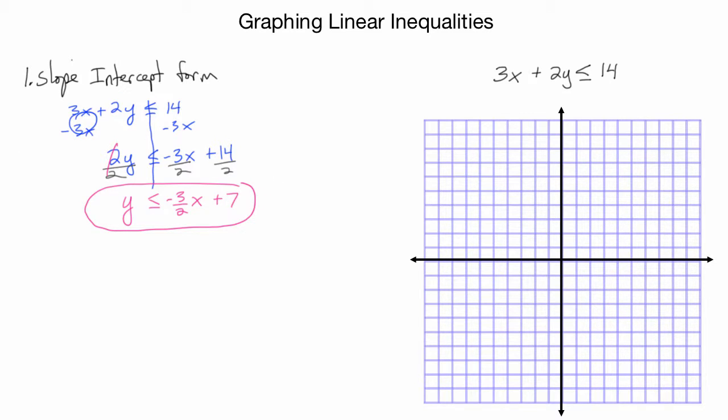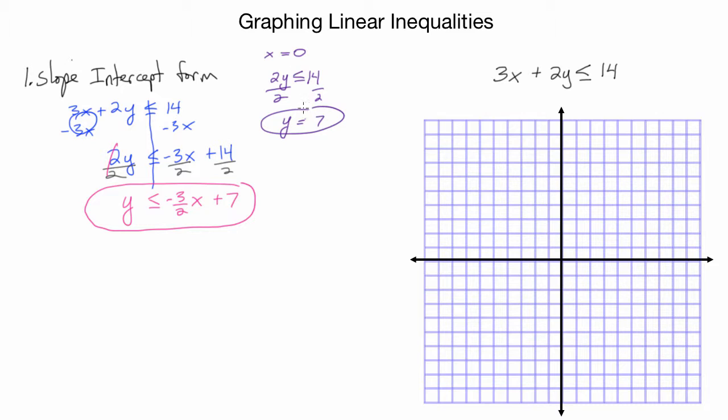Actually, for kicks, I want to graph this a different way. Going back over here, I've already got it set up in standard form. Sometimes the easy way to do it in standard form is just to find your x and y intercepts. So if x is 0, and I put 0 in for x, that means I end up with just 2y is less than or equal to 14. If I solve that out, thinking about it as an equation to find the boundary line, I divide both sides by 2, then y is equal to 7.